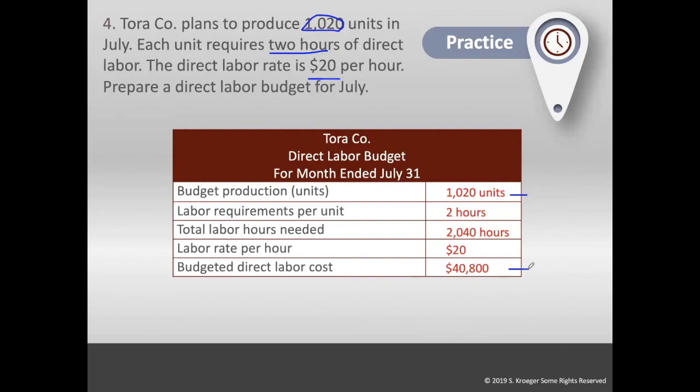like the assembly line workers. Managers, supervisors, those in offices would not be included with this number. Those salary costs are part of overhead, which is the next budget we will discuss.